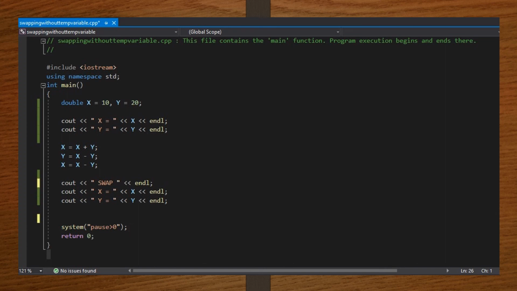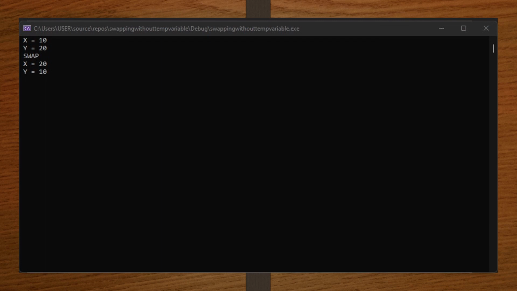Let's see how it swaps or interchanges the values. So you see x was 10, y was 20, and after the swap, x is now 20 and y is 10. So guys, that's it.